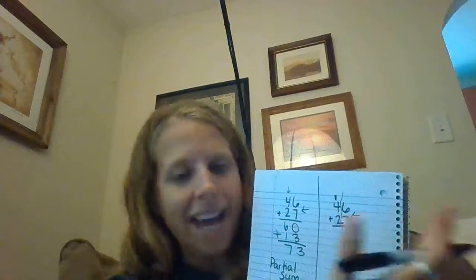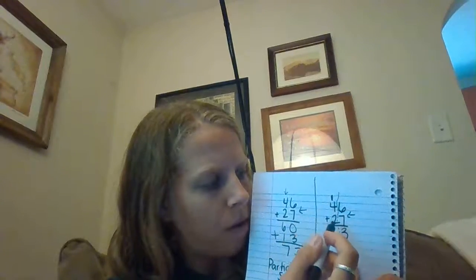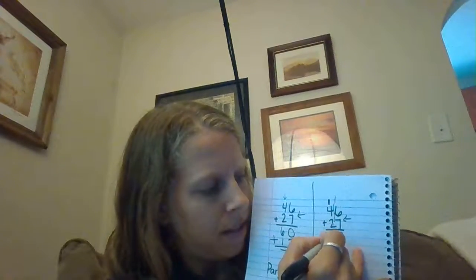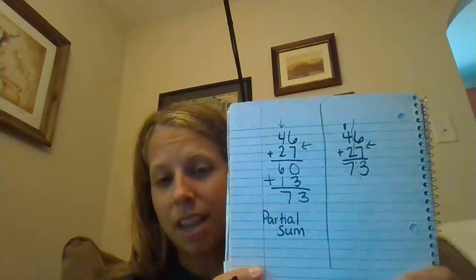So I'm adding 10 and 40 and 20. But I already added their ones. So I'm looking at the tens. 1 plus 4 plus 2 is 7. And look at that, boys and girls. I get the exact same answer, 73. This is called traditional.